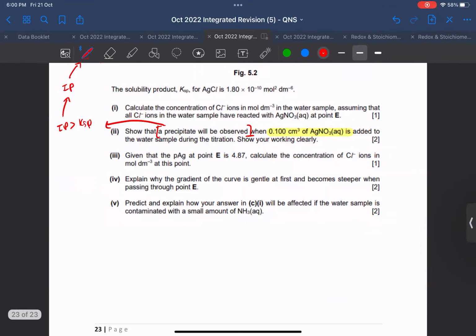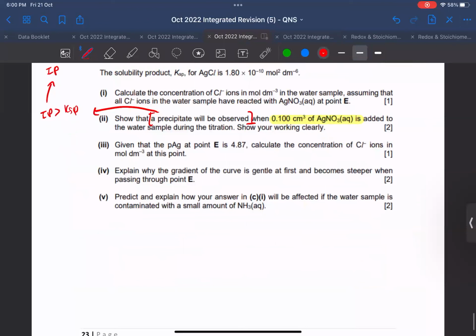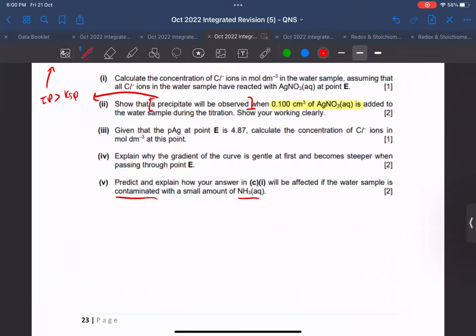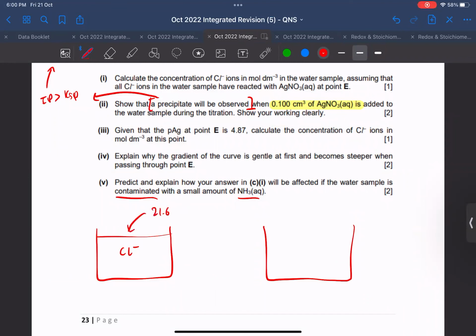To go through part 5, what happens when there's a contaminant of ammonia? Take note, the keyword here is contaminant. What does that mean? I'm going to paint two scenarios for you. The first scenario is the normal scenario, as if it's normal. You only have Cl-, there are no contaminants here. And from this question, you need 21.6 cm³ of Ag+ to get rid of all the Cl- that is in your clean mixture.